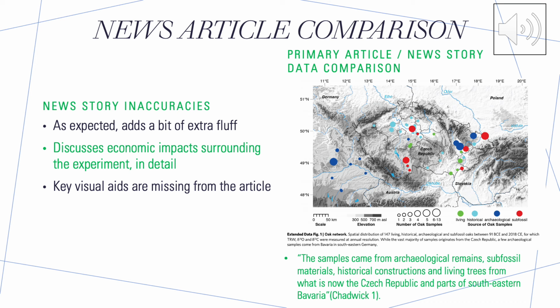As expected, the news article adds a little bit of extra fluff rather than solely sticking to the facts. As previously mentioned, the news story uses direct quotes when relaying the data results. However, they do miss out on visual aids that are extremely helpful to the reader. On the right is an image shown in the primary article of the data that was from the oak tree samples. However, right below it is the quote from the news story article that does not give as well of a description to the reader, and it's much easier to understand in visual form.